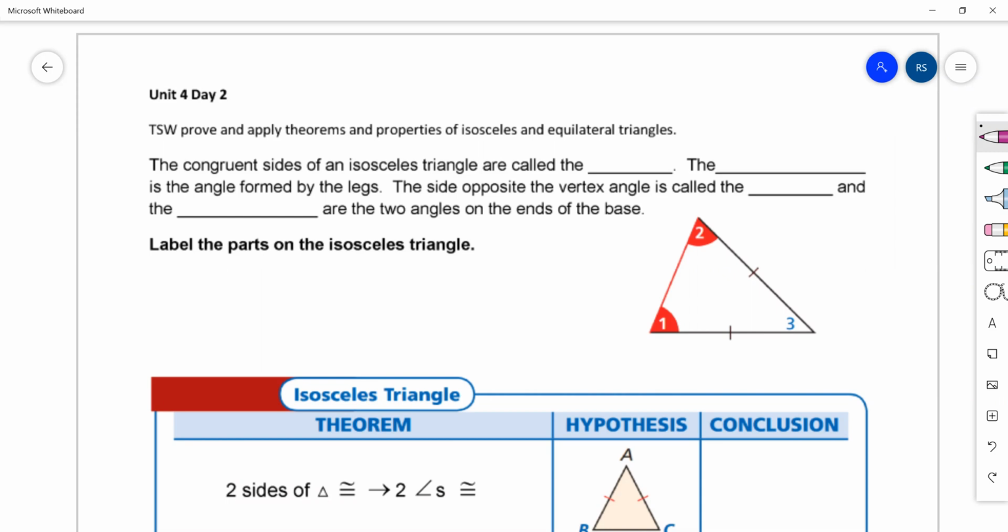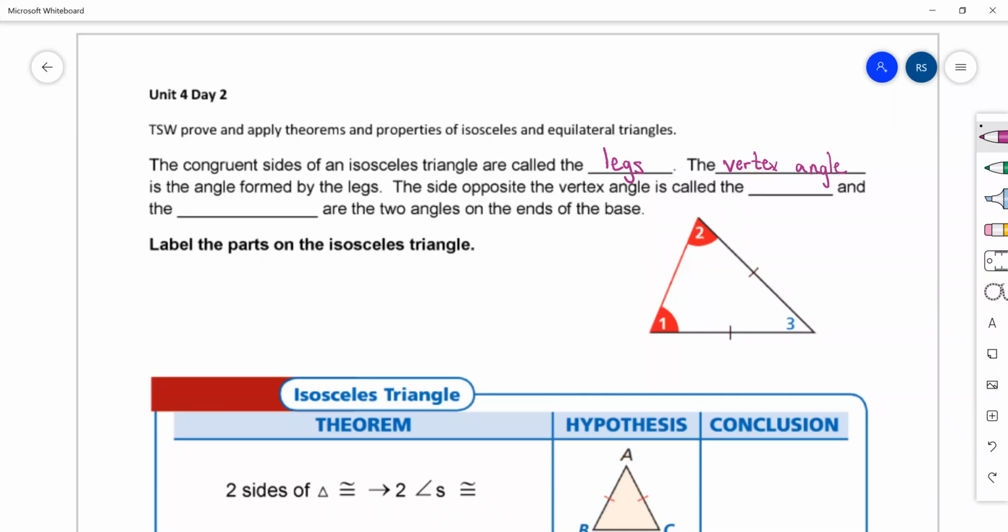On an isosceles triangle, the congruent sides are called the legs of the triangle. And a way to remember that, you walk on two legs. The congruent sides of an isosceles triangle, there's two of them. So two legs, just like you walk on two legs. The vertex angle is the angle formed by the legs.